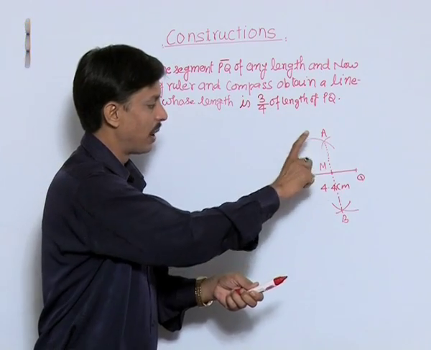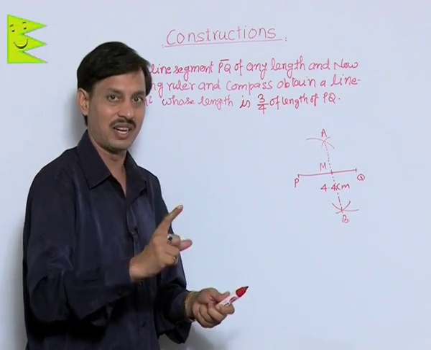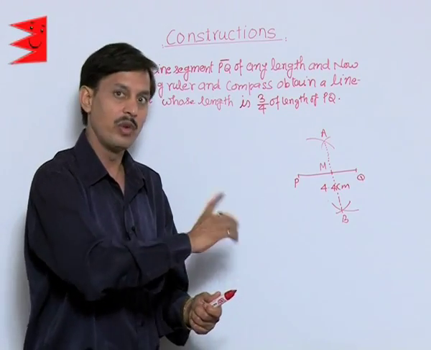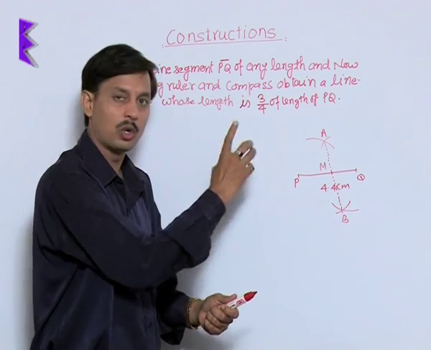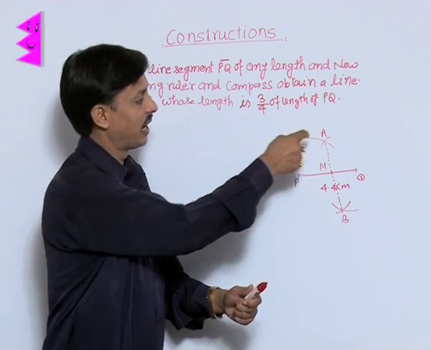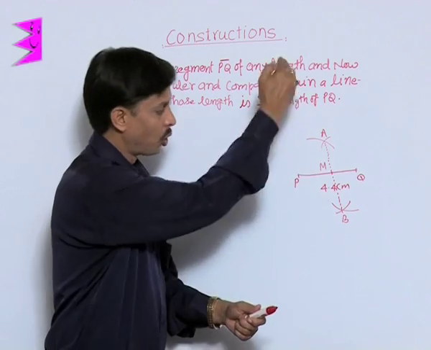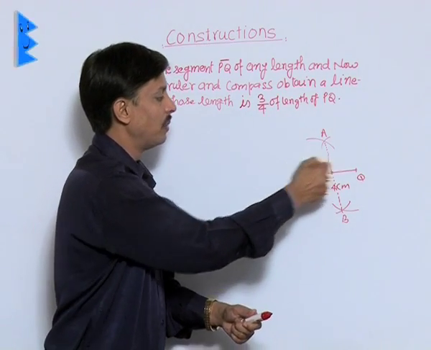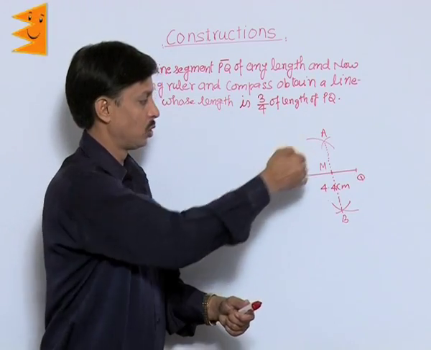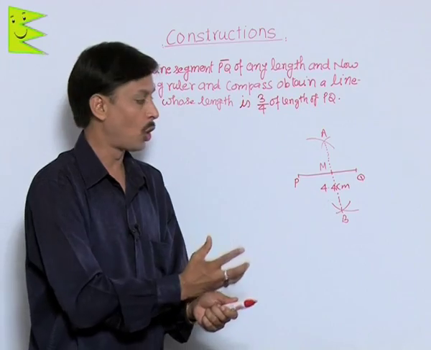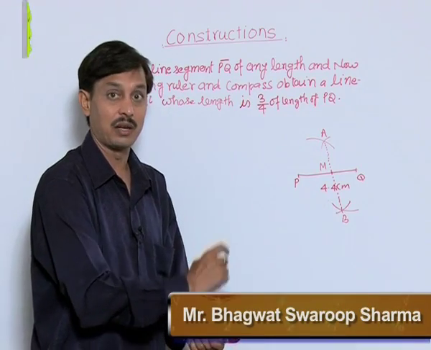That is what? By taking P and Q separately as centers and radius more than the half of the length of PQ, we have drawn the two arcs from P and two from Q. These arcs are intersecting at points A and B. Join AB. This line segment AB meets PQ at M. So this becomes the perpendicular bisector. I will repeat the drawing of the perpendicular bisector.